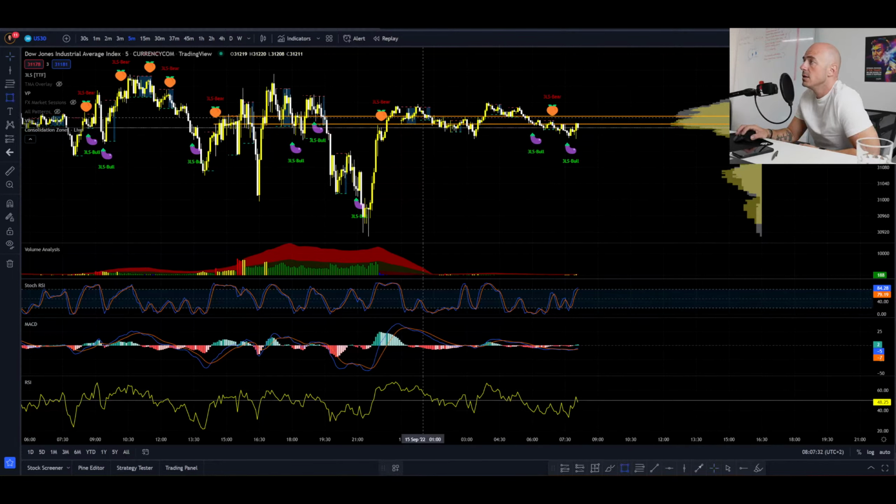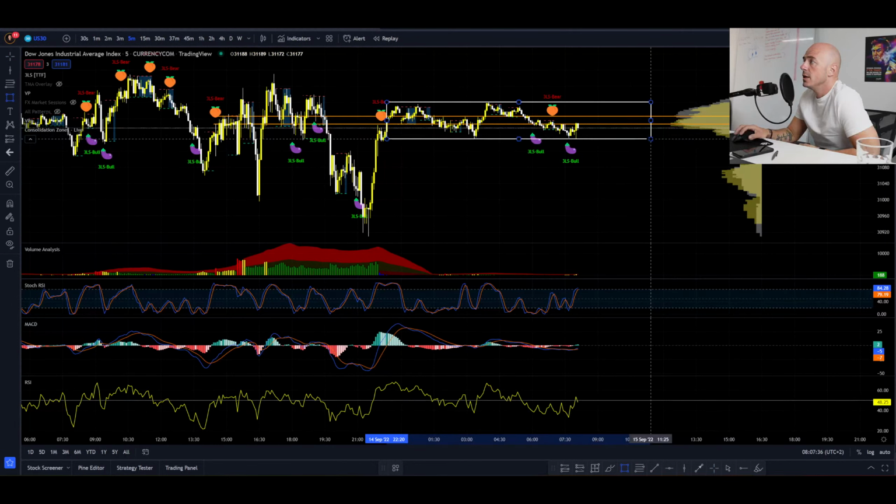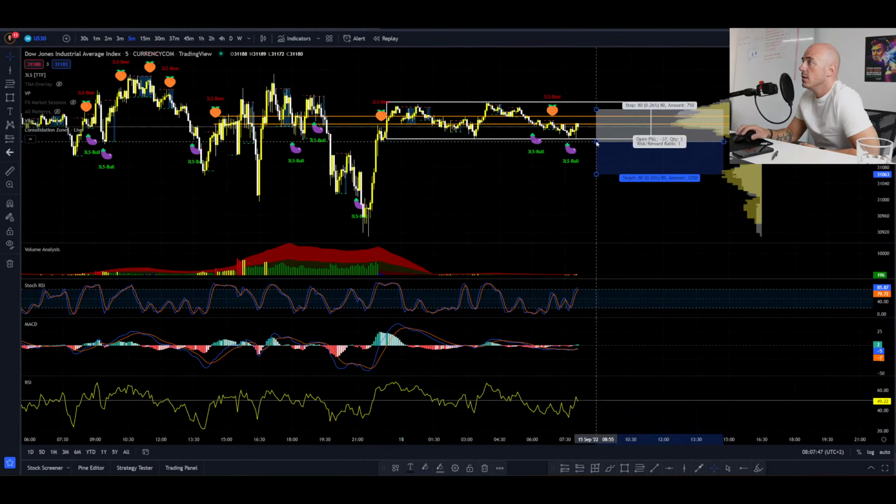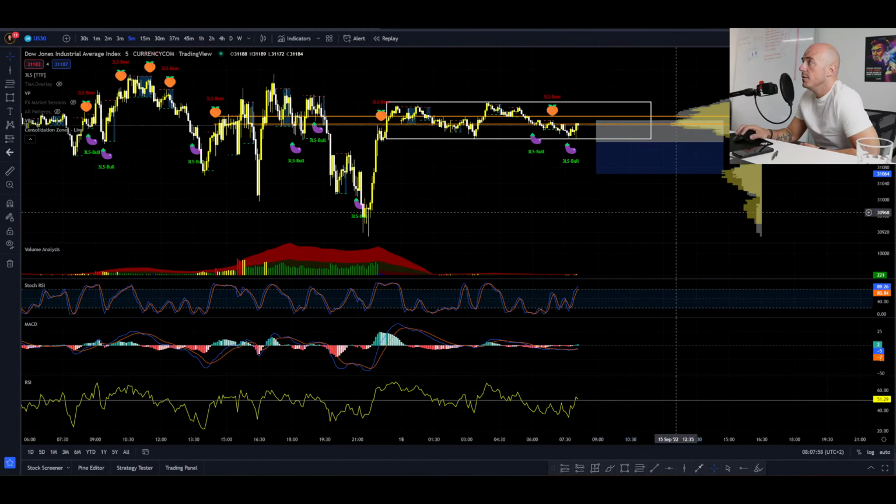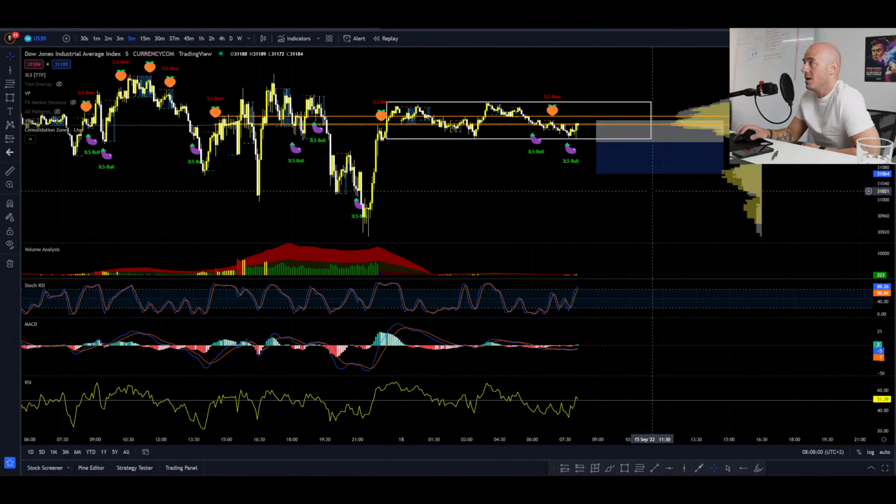Basically, I'm not trading this. If it leaves this area, maybe. See how this is a high buy volume zone? So it would be here. A 1 to 1.5 maybe.